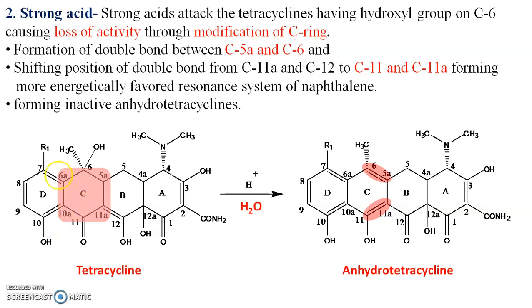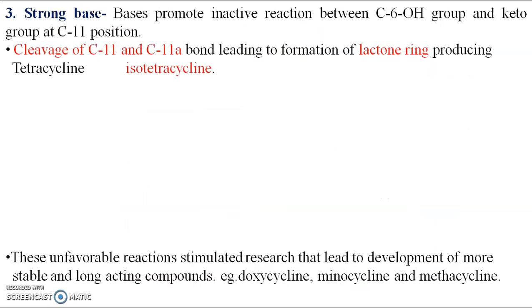We can see here in the structure, there is a formation of a double bond between C5A and C6, and there is a shift of the double bond from the C11A and 12 position to C11 and C11A, leading to the formation of this naphthalene ring system. The structure which is formed by this attack of acids is called anhydrotetracycline, which is inactive.